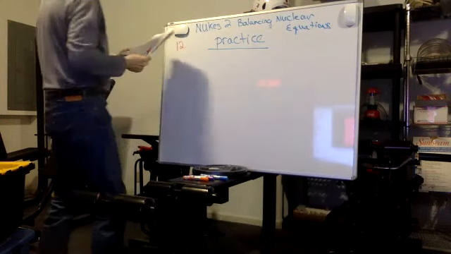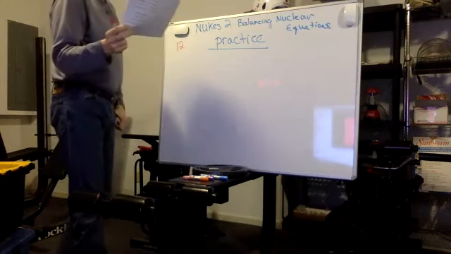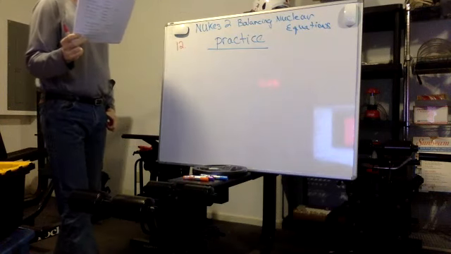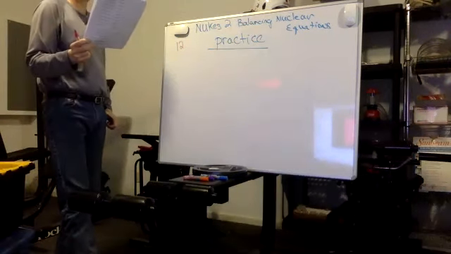Okay, got some word problems here. So let's take a look. It says, write a balanced nuclear equation for each type of the decay process indicated.